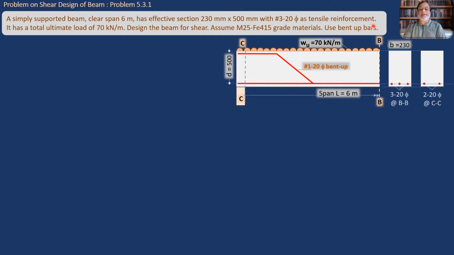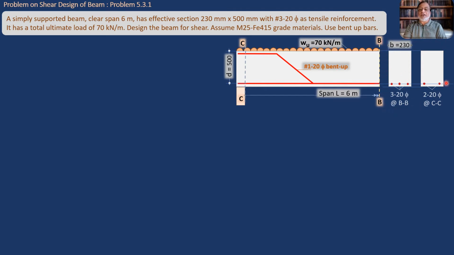Since it is a simply supported beam carrying UDL, there will be sagging bending and tension will be developed at the bottom due to flexure, and that is why we are getting this tensile reinforcement at the bottom of the beam. So this is the situation at cross section BB.